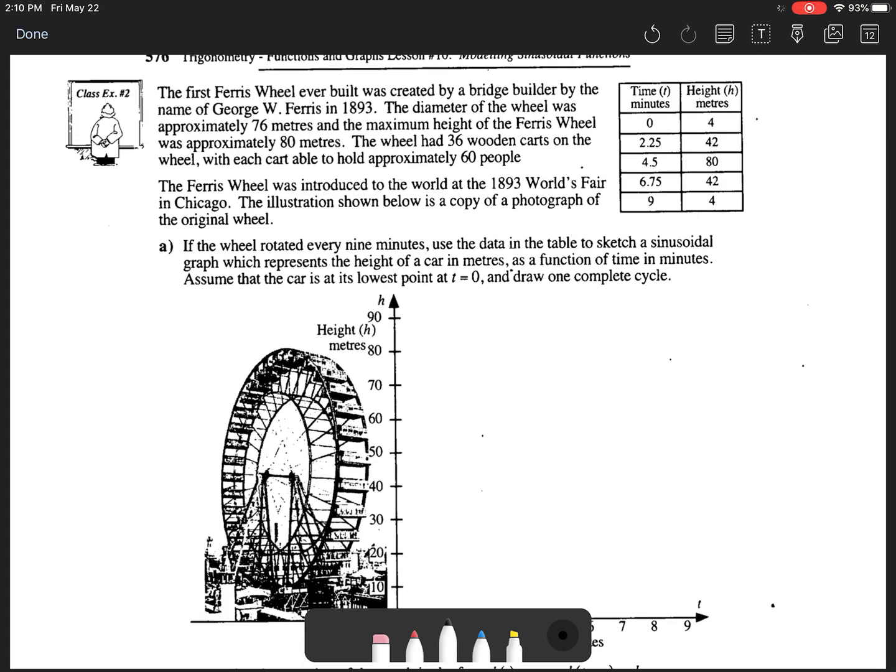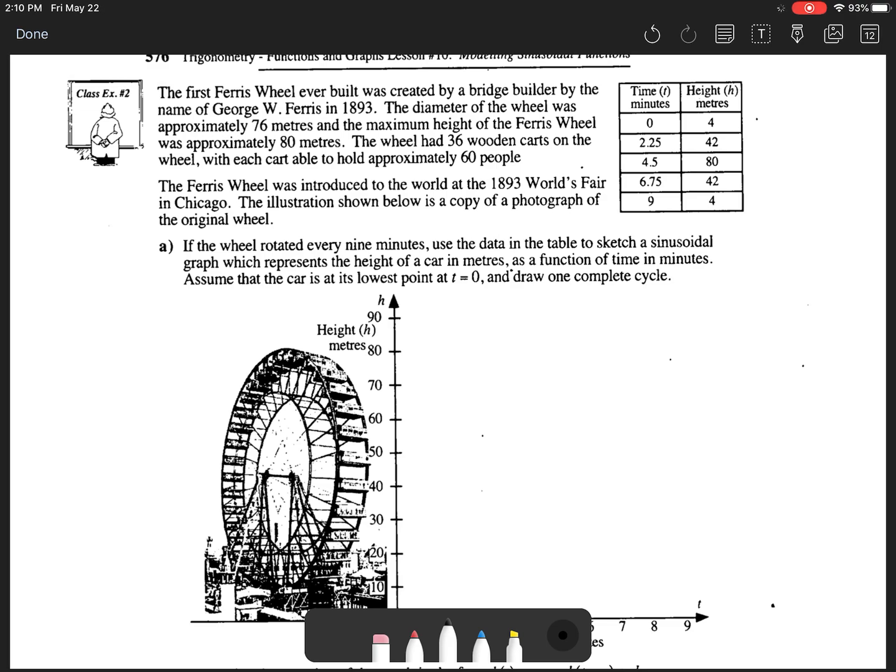Now, on the second question, they talk about a Ferris wheel. It says the first Ferris wheel ever built was created by a bridge builder by the name of George W. Ferris in 1893. Very fascinating, but not really needed to do any calculations in this question. The diameter of the wheel, again important, is edge to edge, through the center of the circle. So from the outer edge of one side of the circle to the outer edge of the other side, but going directly through the center.